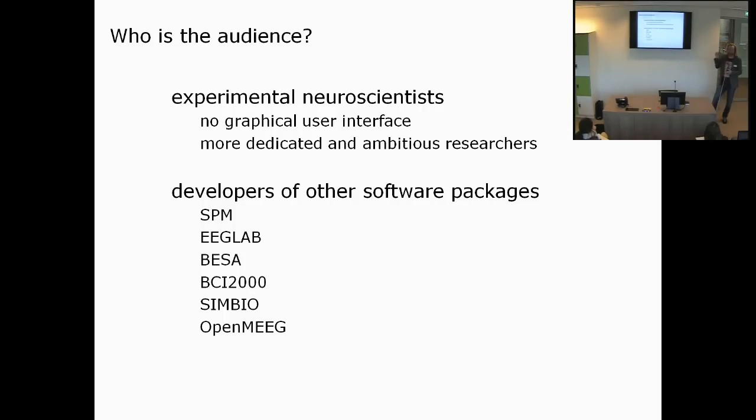FieldTrip is also being used for brain-computer interfacing, and that's where we are working together with BCI 2000, which is a platform for online processing. FieldTrip's strength is not really in online processing. You can use FieldTrip to do rapid application development of online paradigms, but BCI 2000 is really much more capable of running robust online analysis.